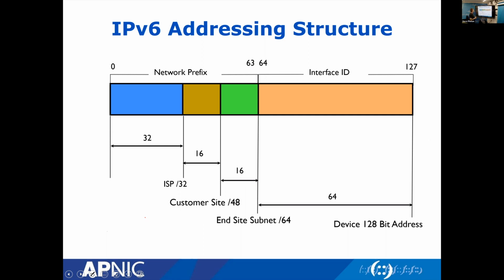So looking at it from top down, this is what we wind up with. /32 from the ISP, 16 bits for the customer. Once the customer's got it, they've got 16 bits as well. And you've got 64 bits for your devices. Sounds like a lot, because it is. It's 2^32 more than the entire v4 address pool. It's not even double.